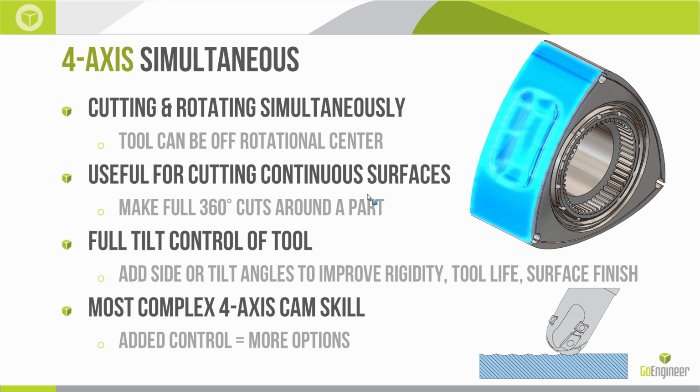It's also going to position a tool so that it can better handle bending forces. So that's where you're going to get your improved rigidity. And from improved rigidity, you're going to get better surface finish. So that's one of the main benefits of rotational machining or multi-axis machining in general. Even on 3-axis parts, you might tilt it for those reasons. The 4-axis simultaneous is the most complex 4-axis CAM skill because with more control and more functionality, you're going to have more options available to you.